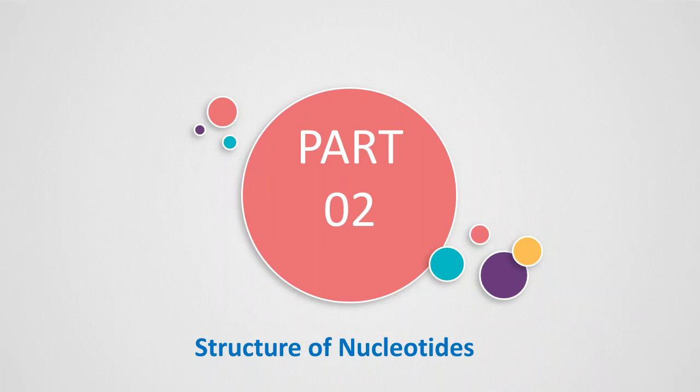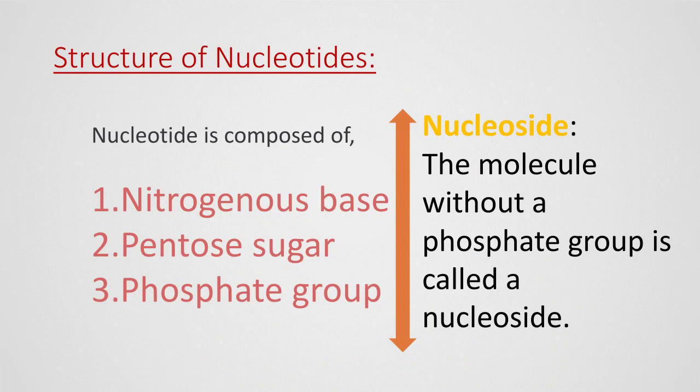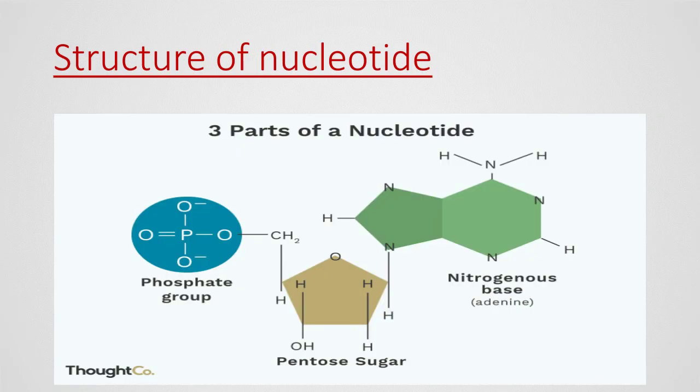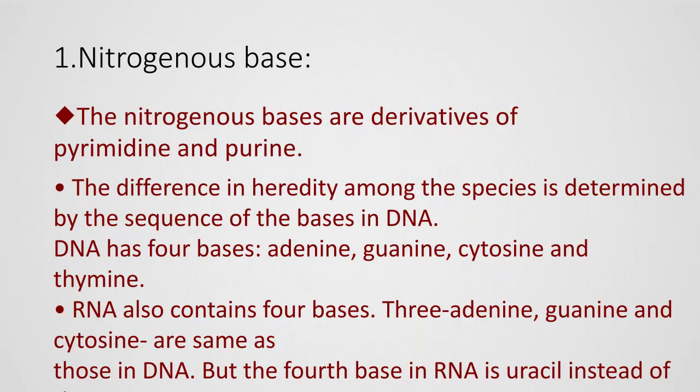Second part, structure of nucleotide. Basically, a nucleotide is composed of three parts: nitrogenous base, pentose sugar, and phosphate group. The molecule without a phosphate group is called a nucleoside. That means a nucleoside contains only a nitrogenous base and pentose sugar, with no phosphate group. Here is the structure of a nucleotide: phosphate group, pentose sugar, and nitrogenous base.